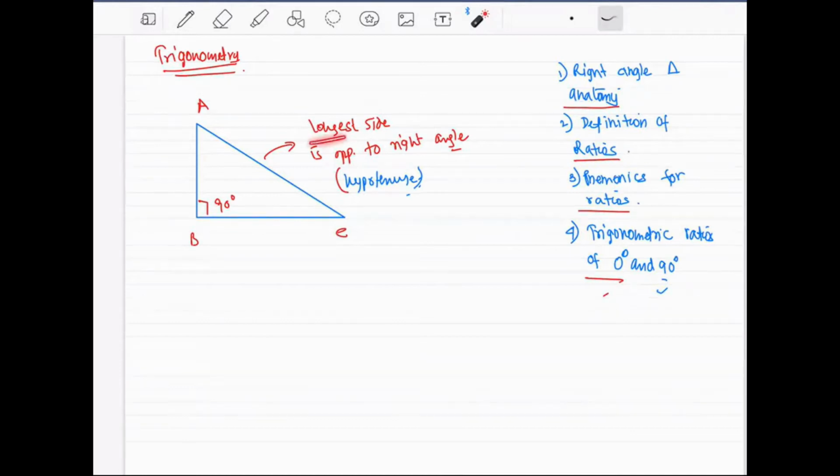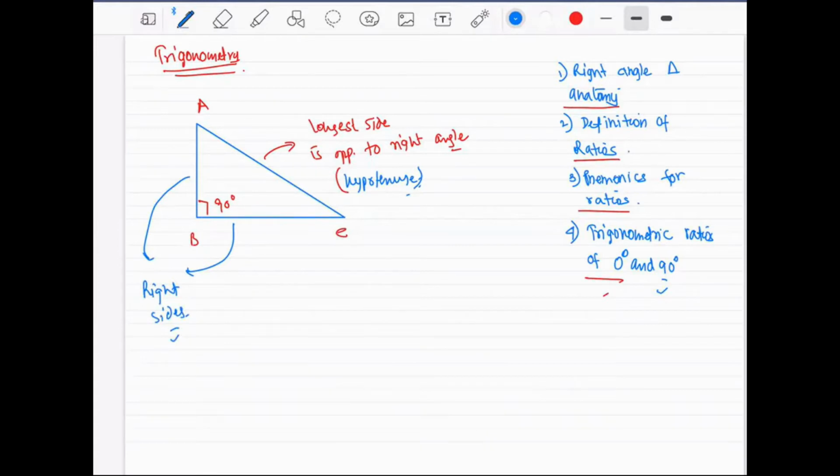So if this is the longest side, the remaining two sides here, AB and BC, these two sides make the 90 degree. So for a right angle triangle, the sides making the right angle at angle B, right? So this AB and this BC, these two sides, we will call them right sides. So whenever you draw a right angle triangle, we will have two kinds of sides. The longest one is called the hypotenuse. The remaining two, we will call them right sides.